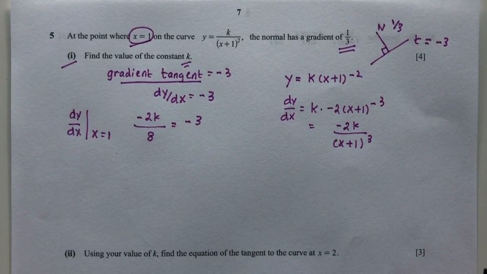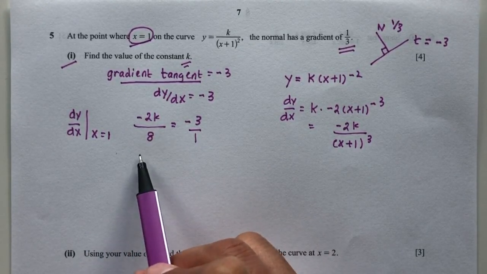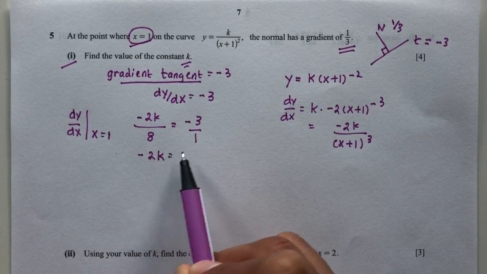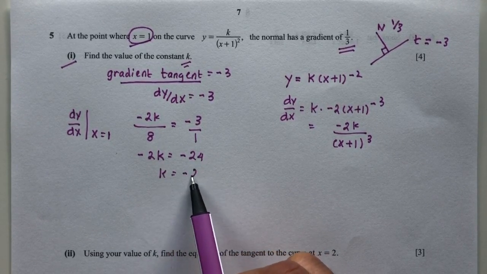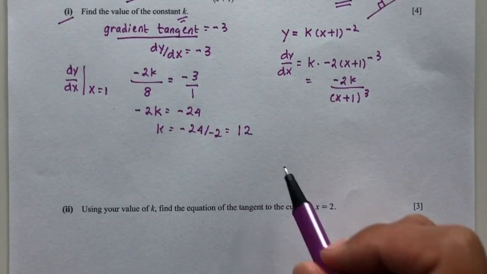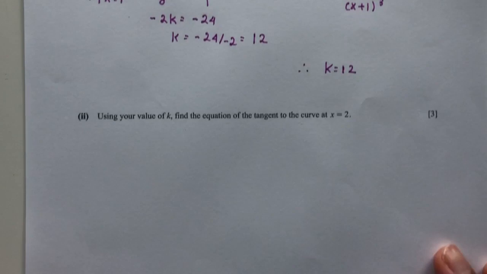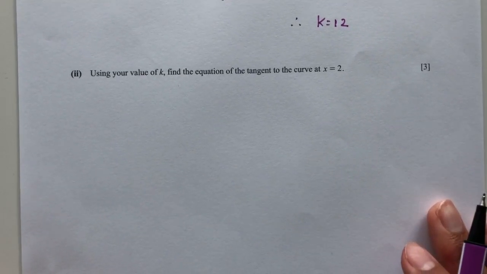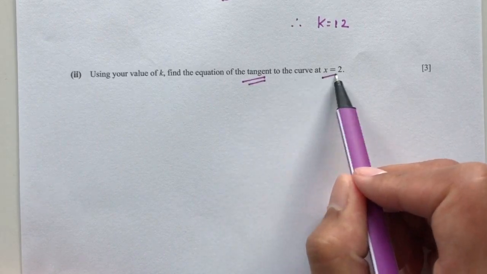So let's solve this to find the value of k. We just have to cross multiply. You'll have minus 2k equal to minus 24. So k will be equal to minus 24 divided by minus 2, which is 12. So the value of k will be equal to 12. Now part B, using your value of k, find the equation of the tangent to the curve at this value.